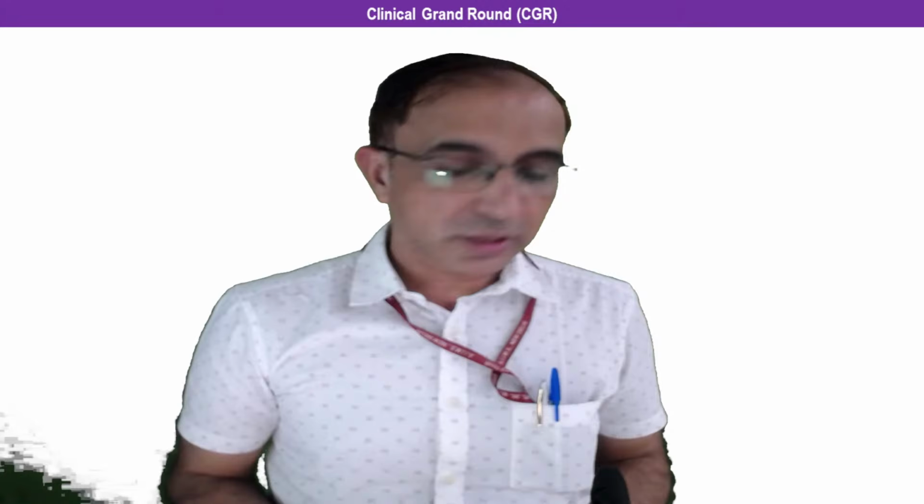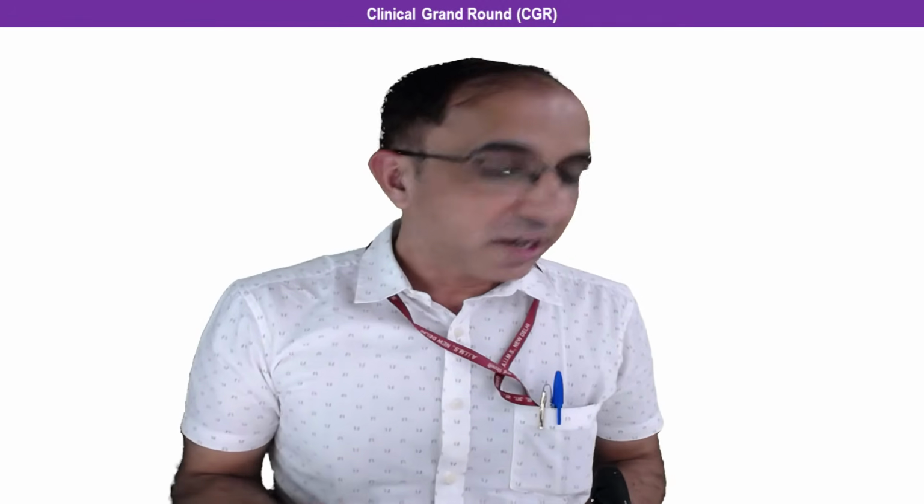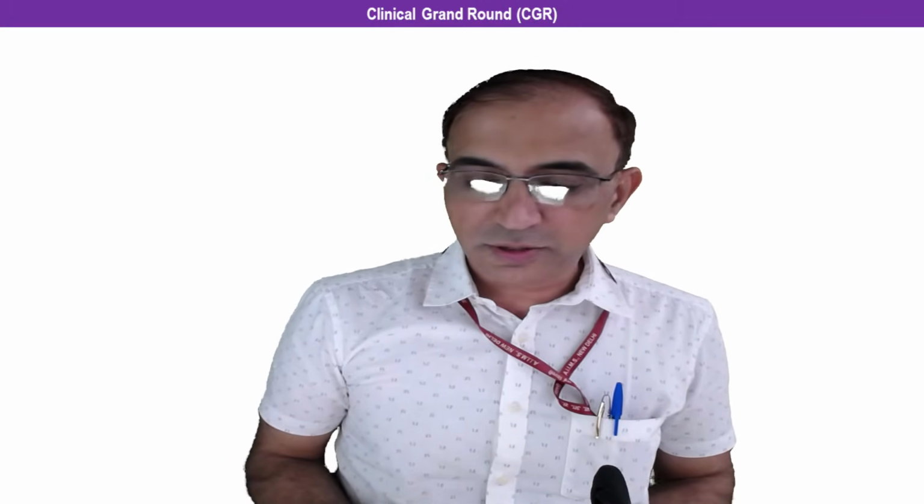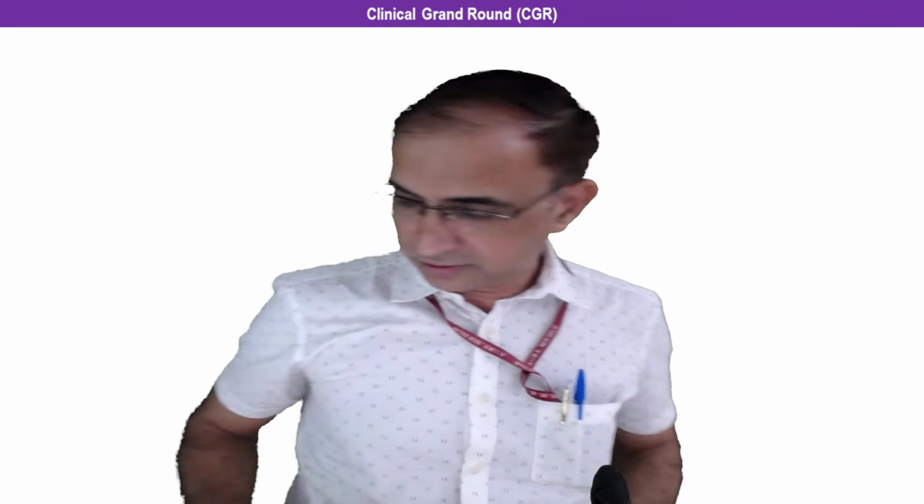So today we are doing CGR on primary ciliary dyskinesia. This is a very underdiagnosed condition, like cystic fibrosis previously. Primary ciliary dyskinesia is underdiagnosed in India. So may I request Dr. Rakesh sir to start the CGR.